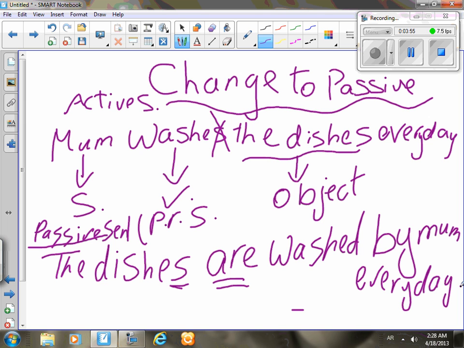So I decide how I am going to use verb to be according to the object. The dishes, here it's plural, so I used verb to be in the present simple, plural. Okay? Let's look at the other example.